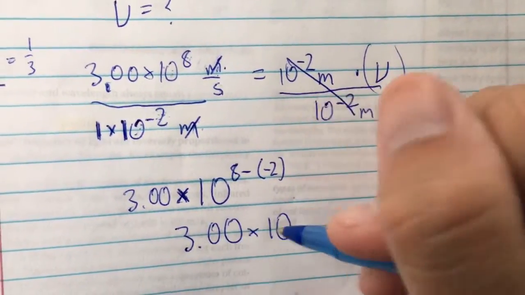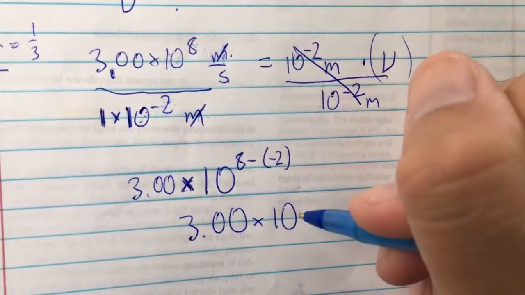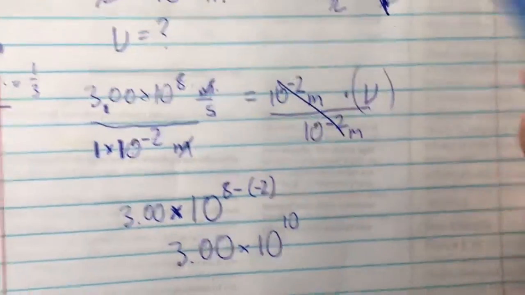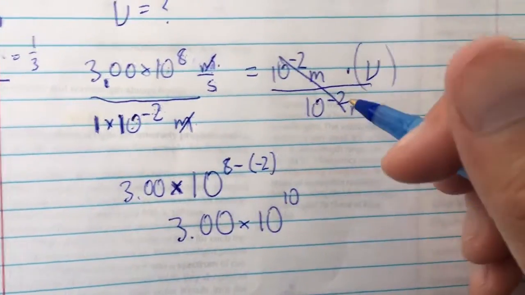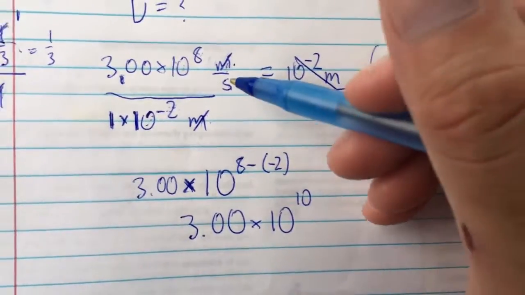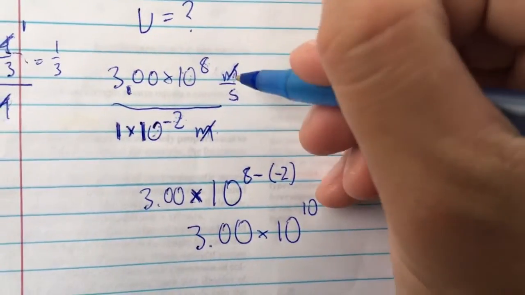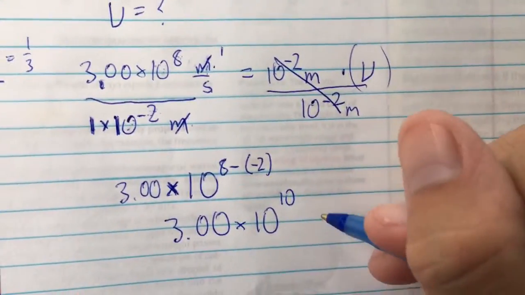Because it'll be 3 times 10 to the 8 minus negative 2, that's to the 10th power, okay? Which is true. If I divide by really small numbers, I get a bigger number. I don't know if that made sense, but anyway, right now the only unit that I should have, meters, is just 1 over seconds.